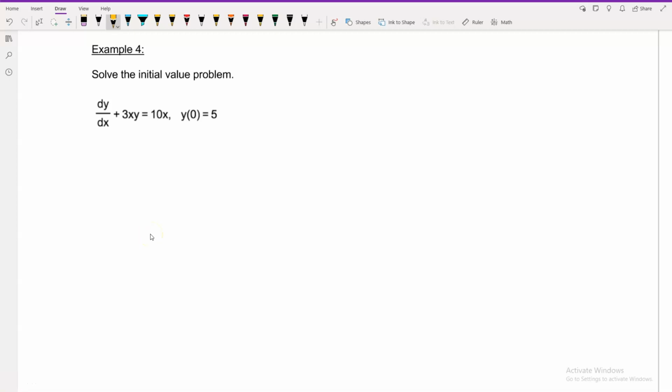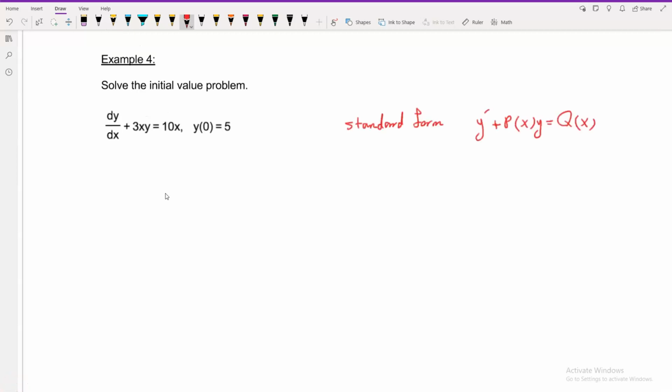Solve the initial value problem: dy over dx plus 3 times x times y equal to 10 times x, y of 0 is equal to 5. So what is given on this part, this is in standard form. So this is in the form of y prime plus p of x times y equal to q of x. The coefficient of y here in this case is 3x, and that is p of x. So based on that we can find v of x.